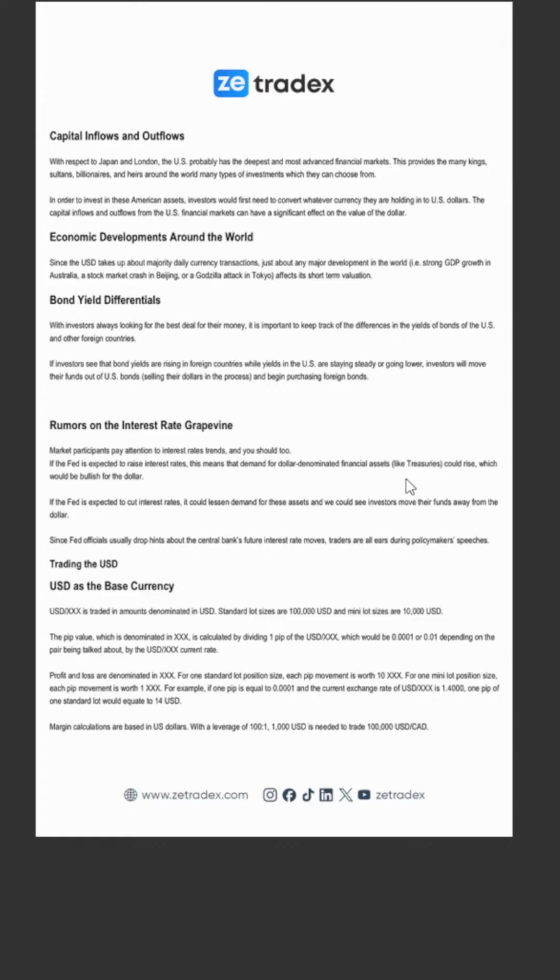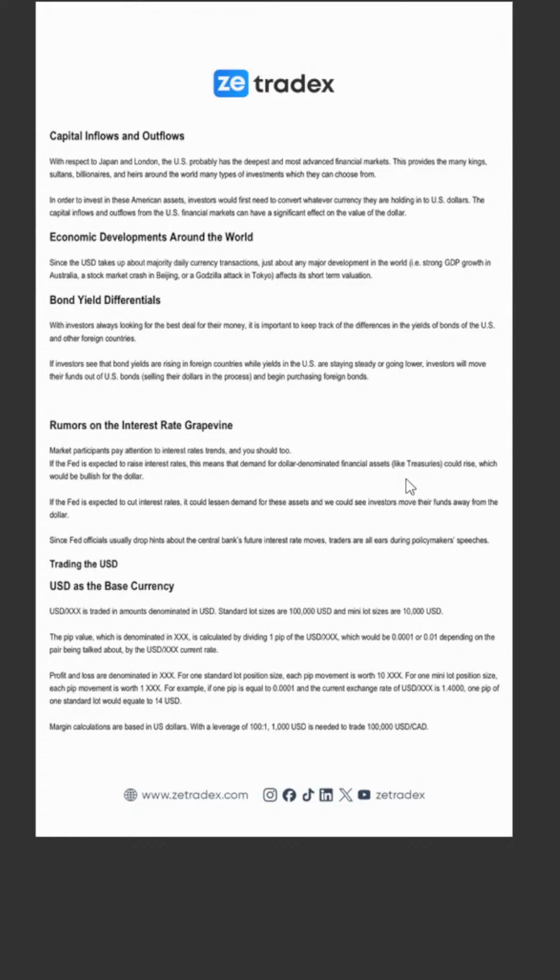Bond yield differentials: investors are looking for the best deal for their money. It is important to keep track of the differences in the yields of bonds of the US and other foreign countries. If investors see that bond yields are rising in foreign countries, while yields in the US are staying steady or going lower, investors will move their funds out of US bonds, selling their dollars in the process, and they begin purchasing foreign bonds, right?